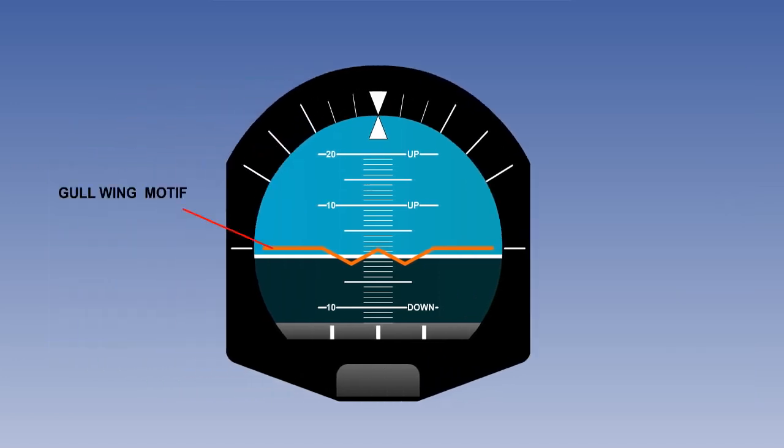A mechanical instrument display consists of a gull wing motif attached to or etched onto the instrument glass. The gull wing motif will therefore move with the aircraft in pitch and roll. Appreciating this fact is fundamental to reading the instrument. Behind the glass is a horizon bar or image, which is attached to or linked to an earth gyro, which stabilizes the horizon image in the earth horizontal.